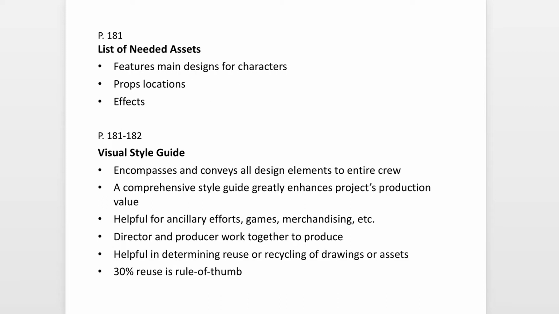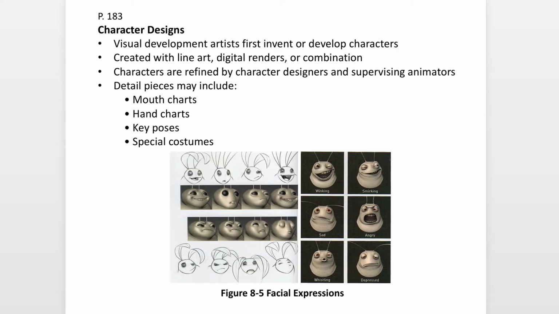Page 181 through 182, Visual Style Guide. This encompasses and conveys all design elements to the entire crew. A comprehensive style guide greatly enhances a project's production value. It's helpful for ancillary efforts in games and merchandising and so on. The director and producer work together to produce this. It is helpful in determining the reuse or recycling of drawings or assets. And 30% reuse is a rule of thumb, how often you can use something a second time.